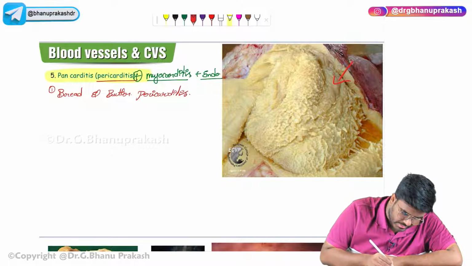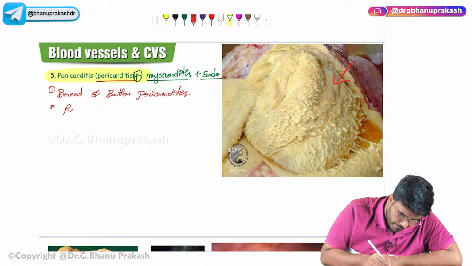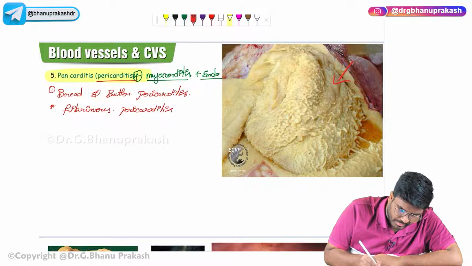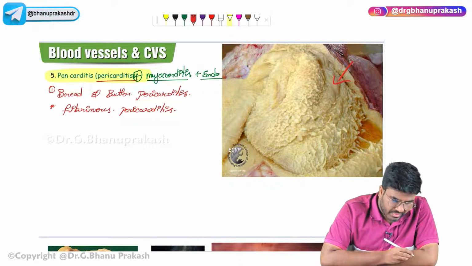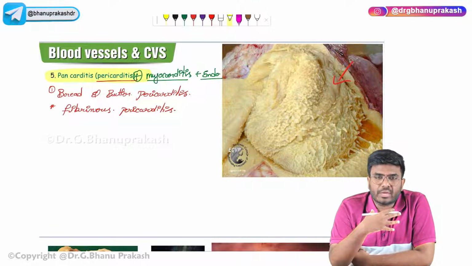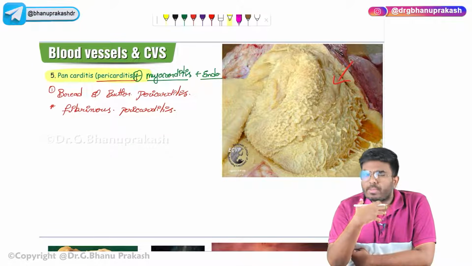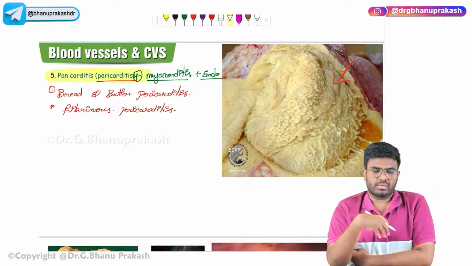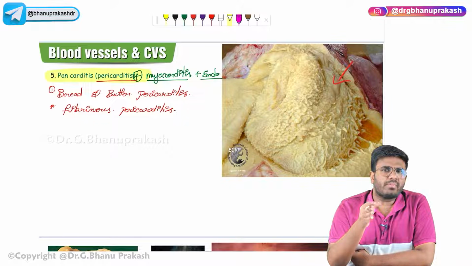Bread and butter pericarditis is an example of fibrinous pericarditis. Now, imagine I am a baby who is having this rheumatic heart disease. Now, will my pericardium be affected or not? Yes, my pericardium will be affected. When my pericardium is affected, it looks like bread and butter pericarditis, which is a type of fibrinous pericarditis.